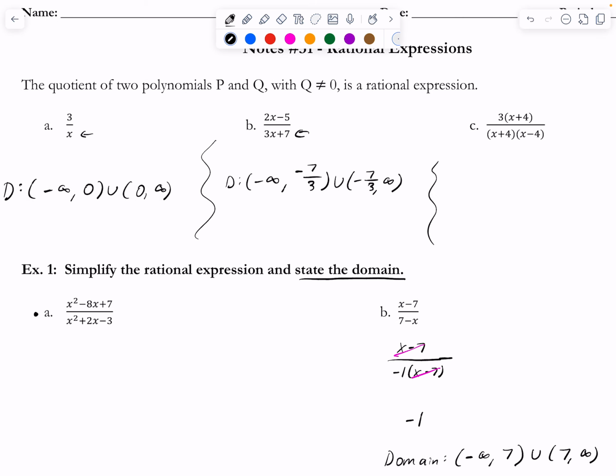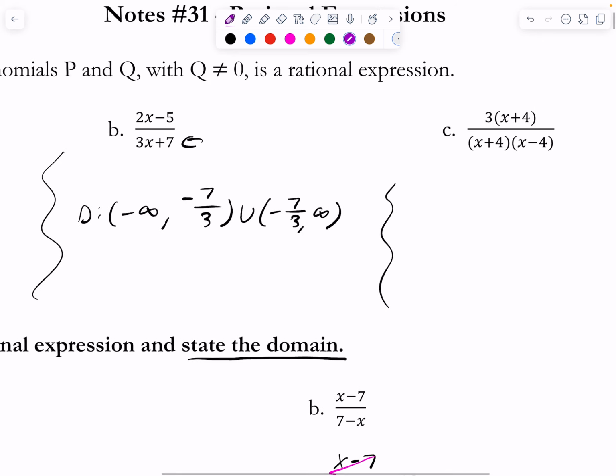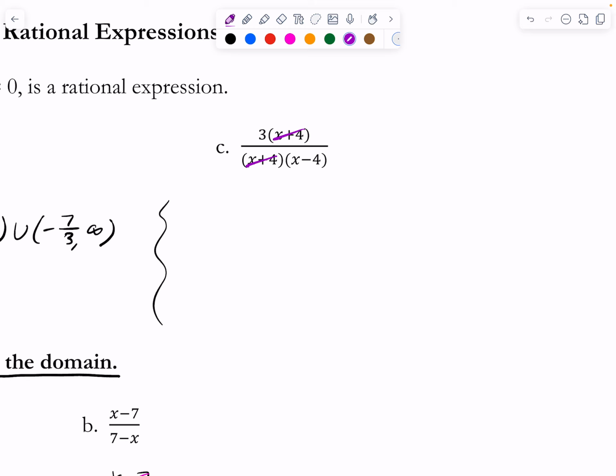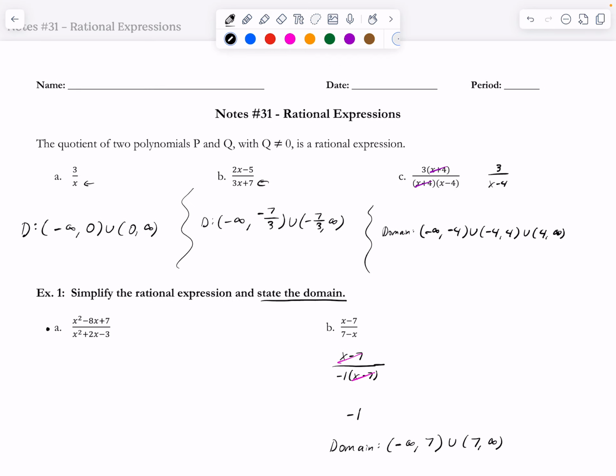The last one is a little bit tricky. You'll notice that this one is actually factored, and when you have factors, you can cross things out. I didn't try to cross anything out in letter B or letter A; there's no factors. But this one has x plus 4 on the top and the bottom, so you could actually rewrite this as 3 over x minus 4. But the domain, even though you crossed it out, you still cannot use that value. So we have negative infinity to negative 4, negative 4 to positive 4, and then positive 4 to infinity. We'll get more in details on that with some examples.